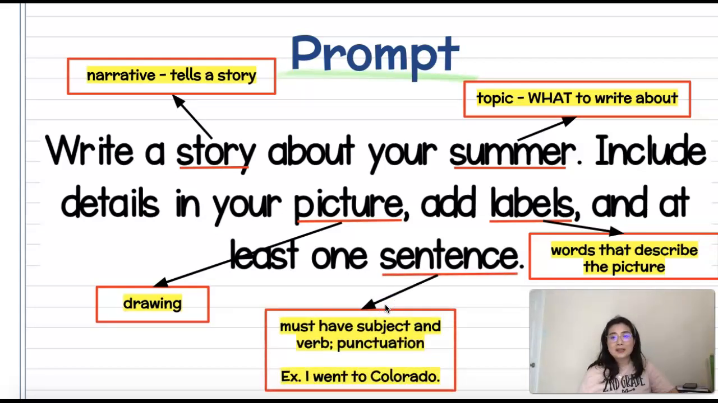And the last thing I'm going to annotate is the word sentence, because that tells me I need to write a full sentence with a subject and a verb, and that I need to include punctuation. Here's an example. I went to Colorado. What's the subject? Well, the word I, me, I'm the subject. What's the verb? Went. I went. And where did I go? I went to Colorado. And notice that I put a period at the end because it's a statement.